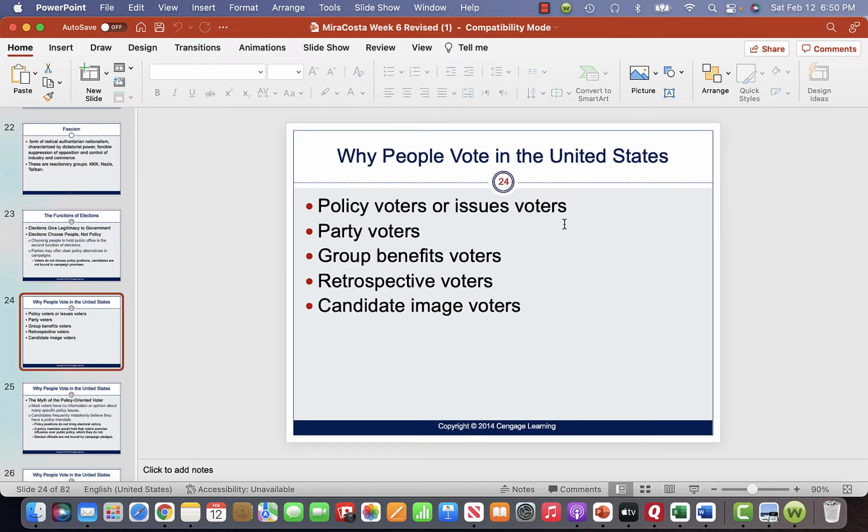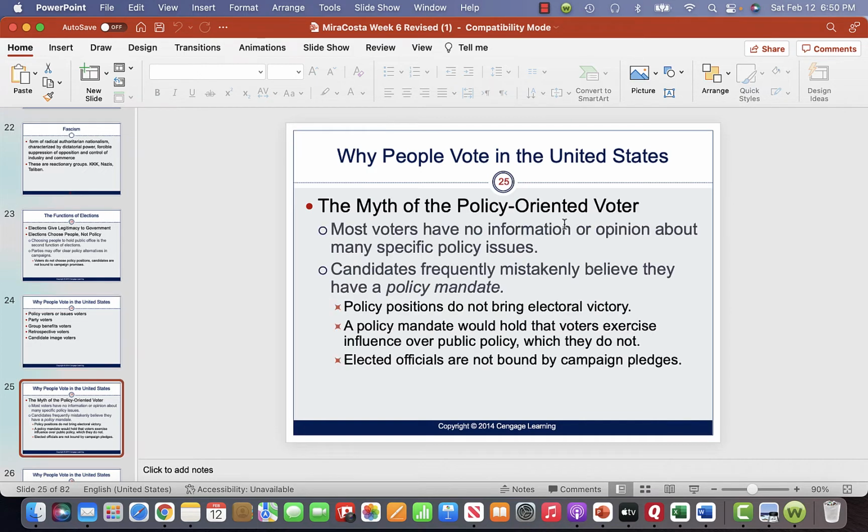So when we look at why people vote in the U.S., we focus on about 5 factors. The policy voters, which we talked about just a minute ago, but they're not that big of a group of people. Party voters, group benefit voters, and the two most common, retrospective voters and candidate image voters. And don't worry, we're going to go into each of these in a little bit.